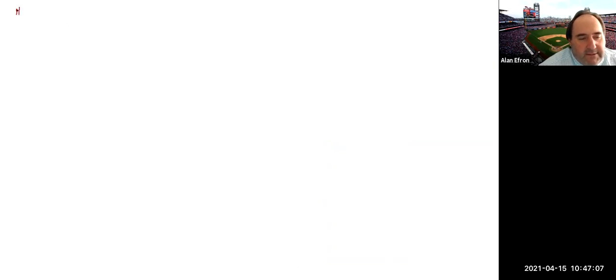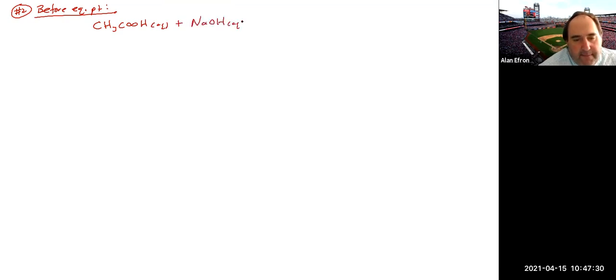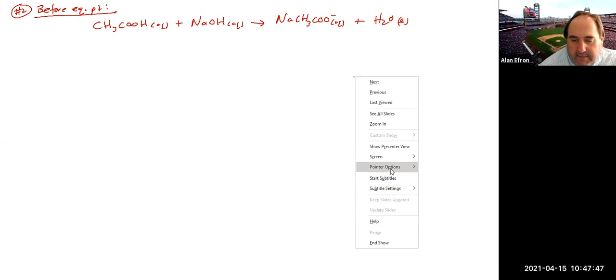So number 2 is really going to be before the equivalence point. And again, we will get a reaction. So it's going to be our acetic acid plus our sodium hydroxide. Going to make some sodium acetate and some water here. Got a little extra negative there that I don't need.